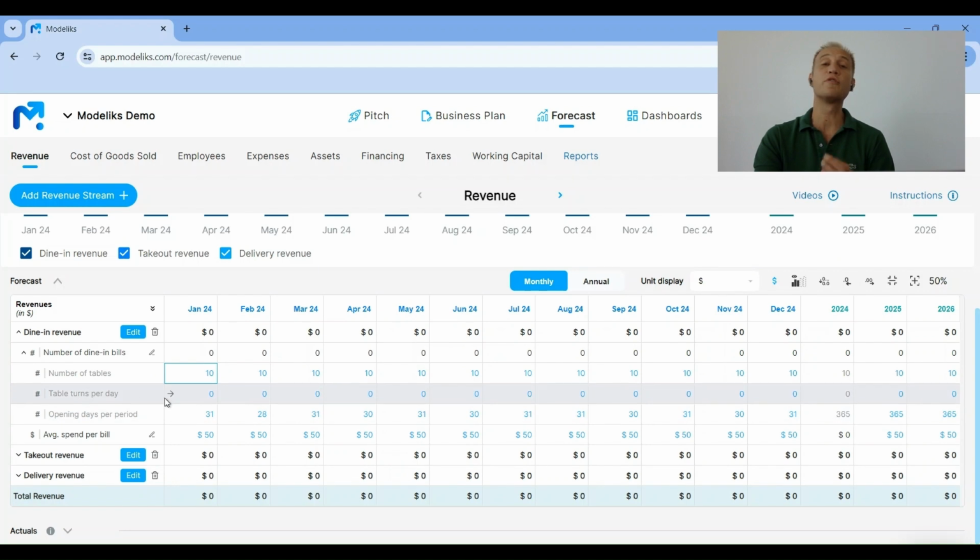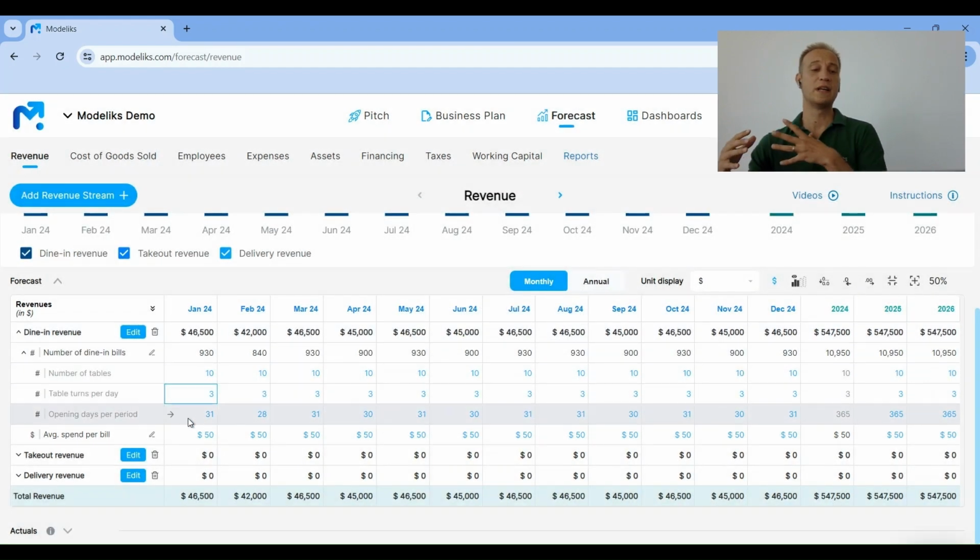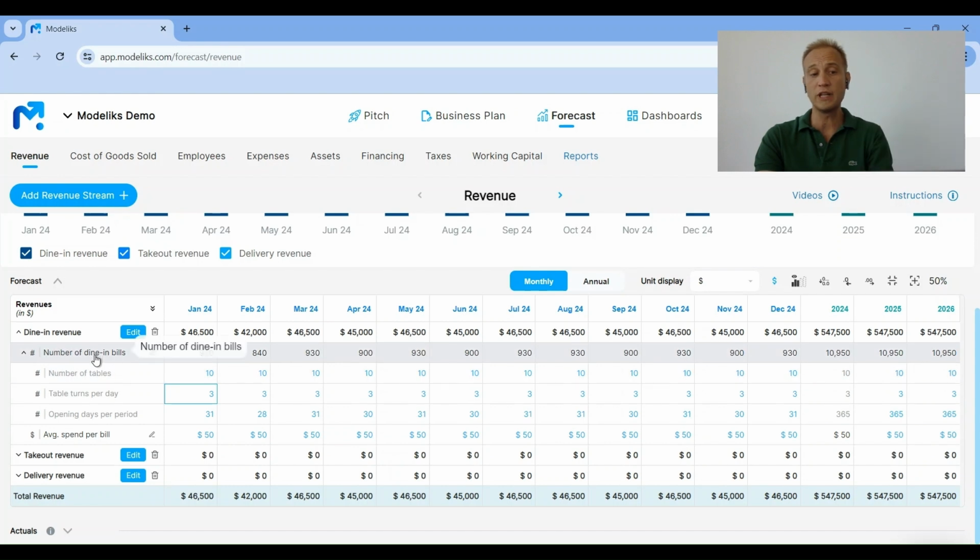Second variable is the number of table turns per day, or how many times do we expect each table to change customers during the day. So let's assume that on average each table gets 3 customers per day. And then what is the number of opening days per period? Let's assume that our restaurant is open every day in the year. So the number of opening days per month and per year is the number of days in that month. With that, we have calculated the total number of dine-in bills we can expect from our restaurant.